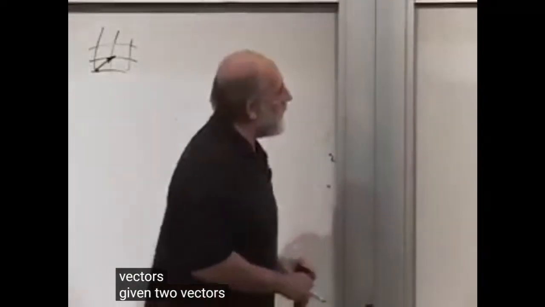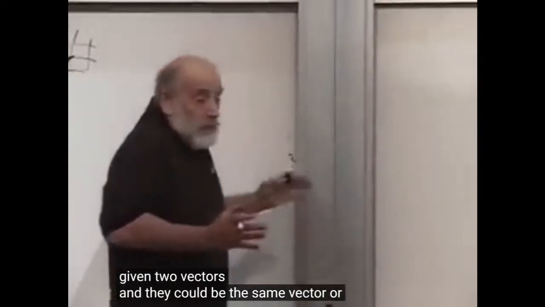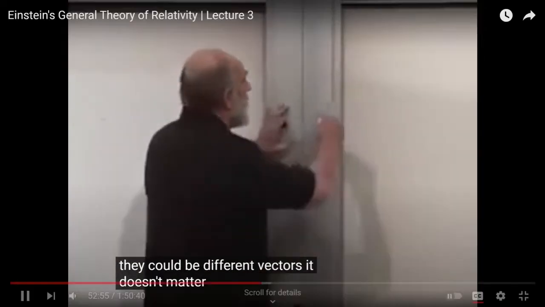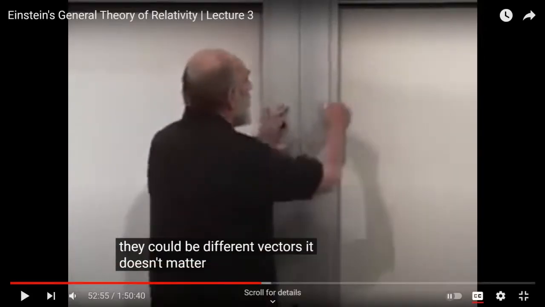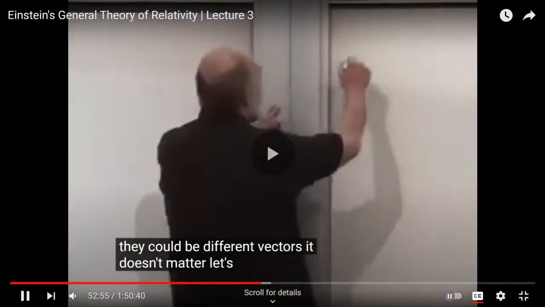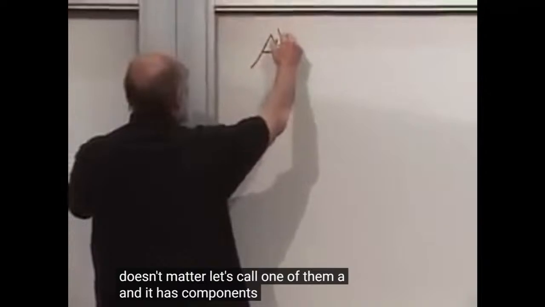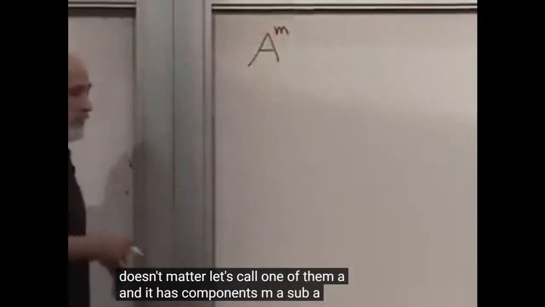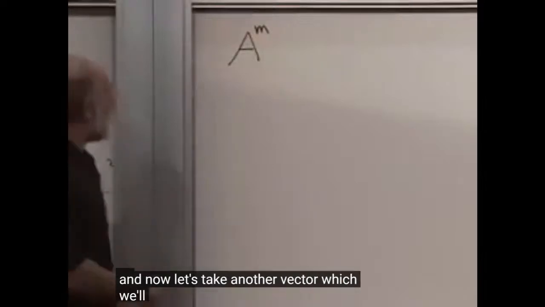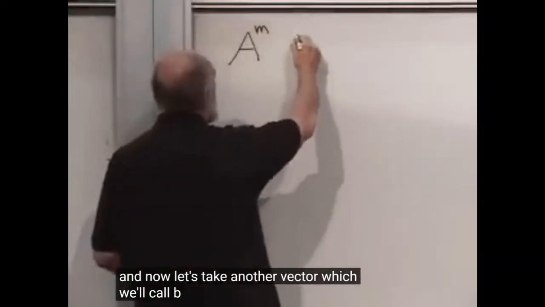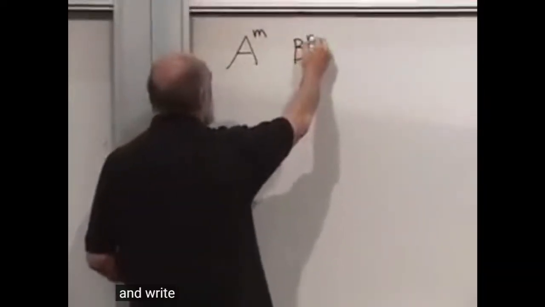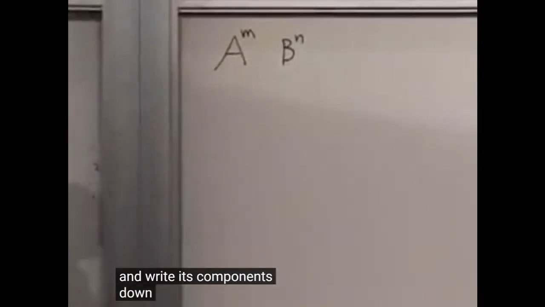Given 2 vectors, and they could be the same vector or they could be different vectors, it doesn't matter. Product of 2 vectors? What could that be? Let's call one of them A, and it has components A sub M. And now let's take another vector, which we'll call B, and write its components down.